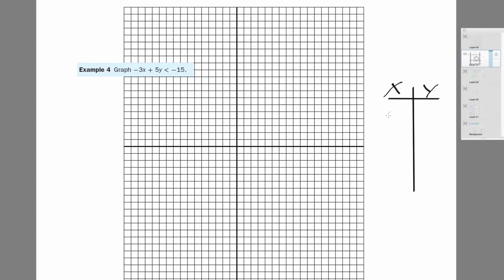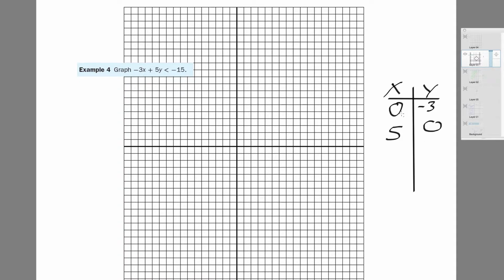Zeros are easy. If x is 0, then 5 times what equals negative 15? Well, that's going to be negative 3. Negative 3 times 5 is negative 15. If y is 0, negative 3 times what is negative 15? Well, that's easy. That's 5. Negative 3 times 5 is negative 15. So I have my 2 points that I can draw the line with.